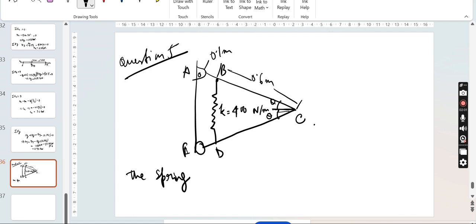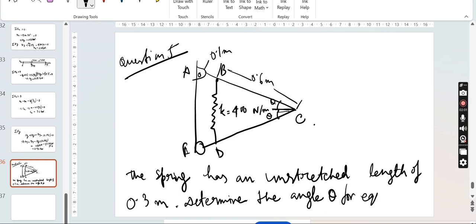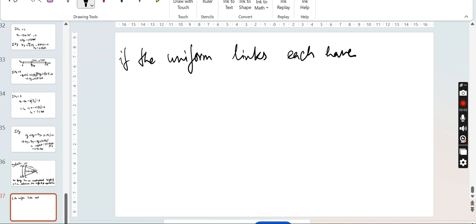The spring has an unstretched length. Determine the angle theta for equilibrium if the uniform bars each have a mass of 5 kg.